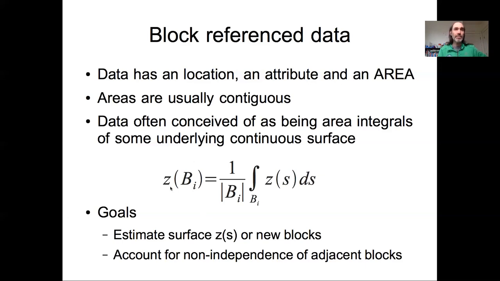So we might imagine if we're observing Z for block I, that what we're actually saying is there's some underlying Z for any spatial location, and we're integrating over that block or averaging over that block. Very analogous to what we had with spatial point data, point reference data, there's generally two things that people are trying to do with block reference data. One is the general mapping goal. We're trying to estimate that underlying surface or estimate the response at some other block that we haven't observed.